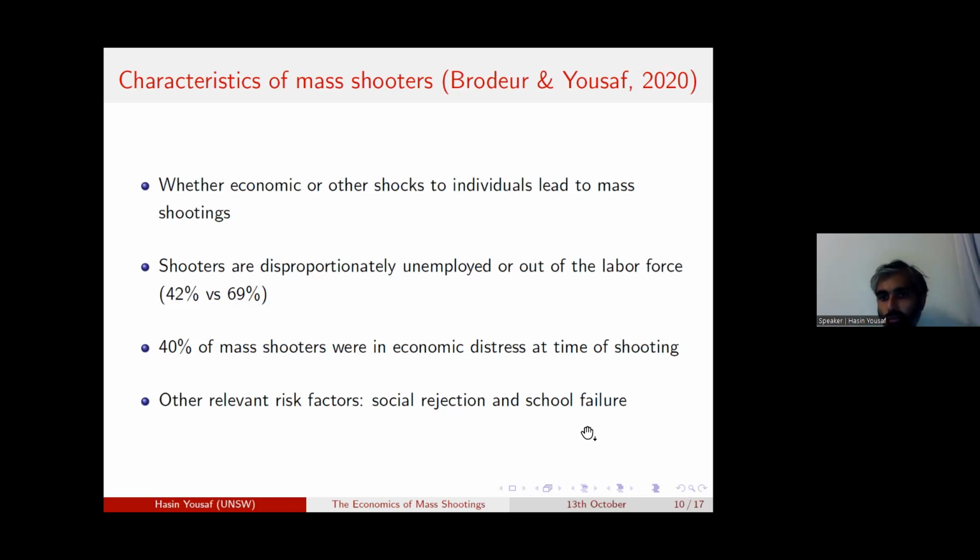And similarly, school failure, such as just failing a class at school or failing an exam, leads to school shooting. So there are some individual shooter characteristics, local triggers or individual triggers, that lead to mass shootings. However, as we know, not everybody who gets social rejection or school failure or is in economic distress commits mass shooting. It's just the fact that these individuals have access to guns, and once they are triggered by one of these events, it's easier for them to commit these acts if they are in this distress.